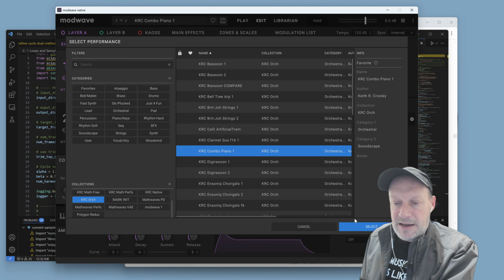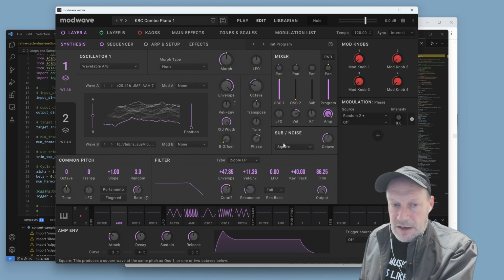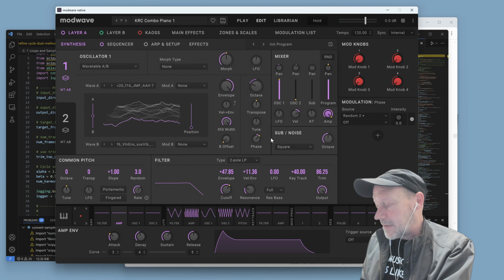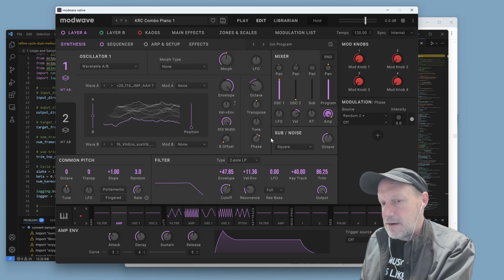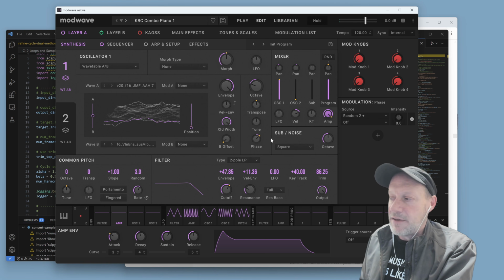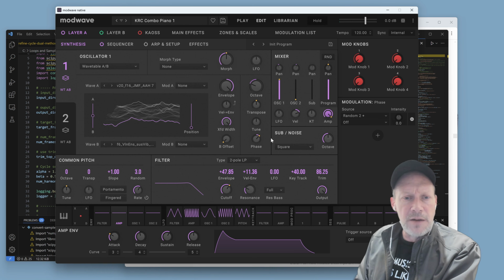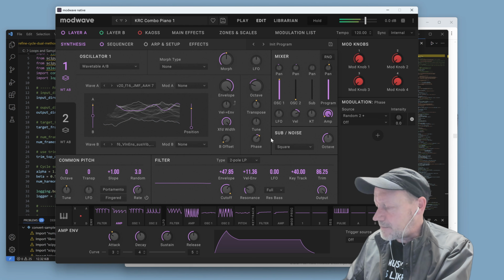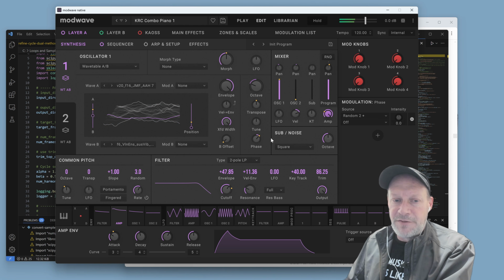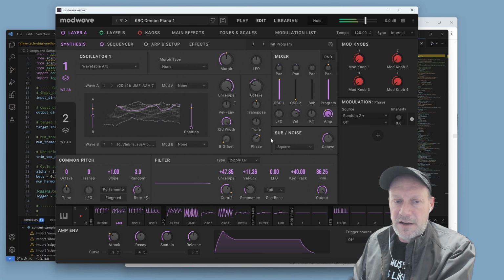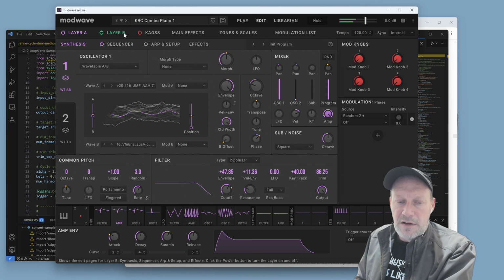Let's see. There are claviers in this collection. They're under a category called, what is it? It's zithers, claviers, and then you've got pianos and harpsichords in there. And some of the piano samples converted okay.